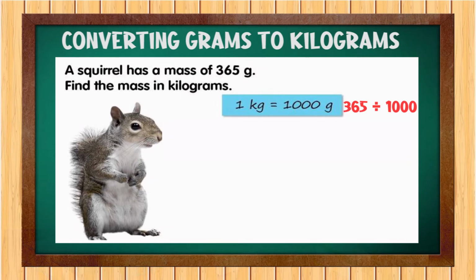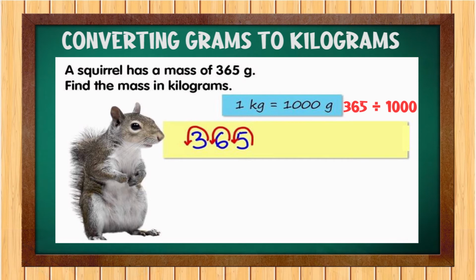But a simpler way to do it is to move the decimal point 3 places to the left. Okay, 3 places to the left. So right now the decimal point is at the back, meaning it's after 5. So we're going to move it 1, 2, 3. So it's going to be in front of 3. To help us to visually represent this decimal properly, we're going to put a 0 in front of it. Therefore, 365 grams expressed in kilograms is 0.365 kilograms.